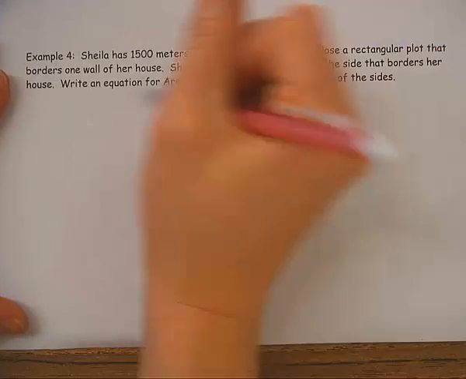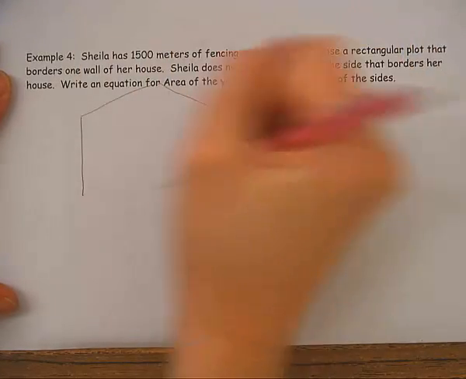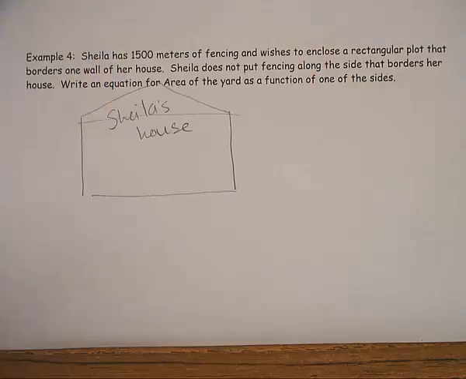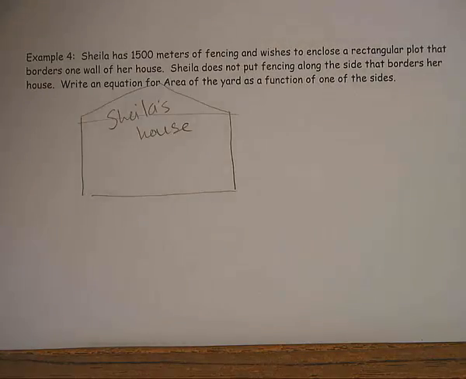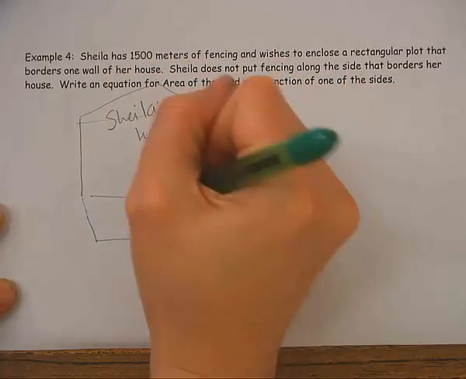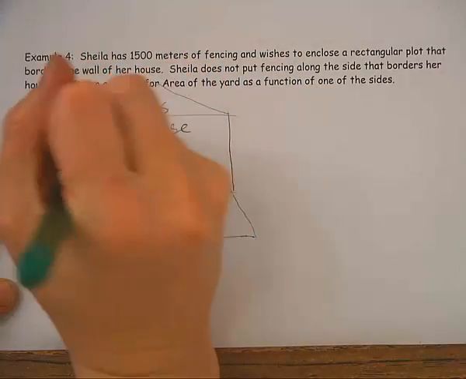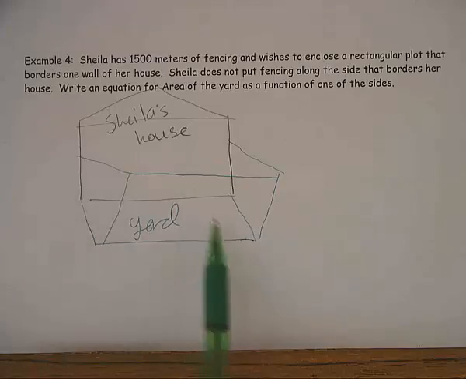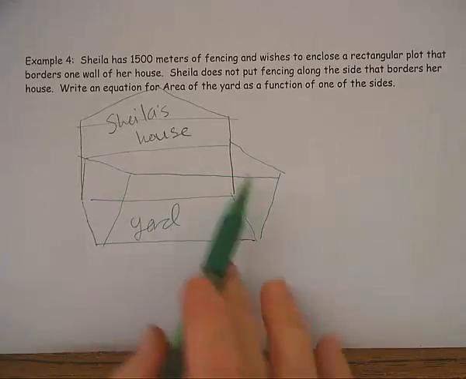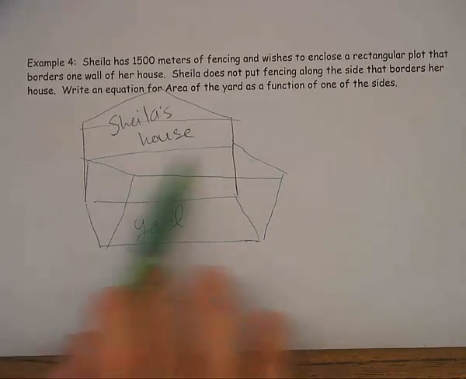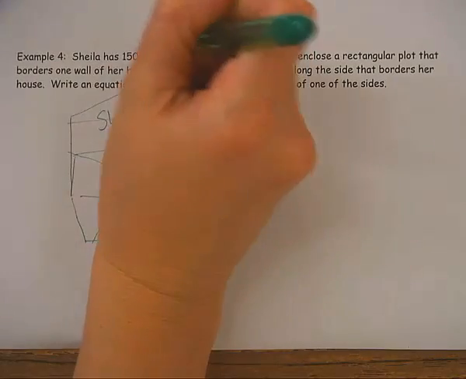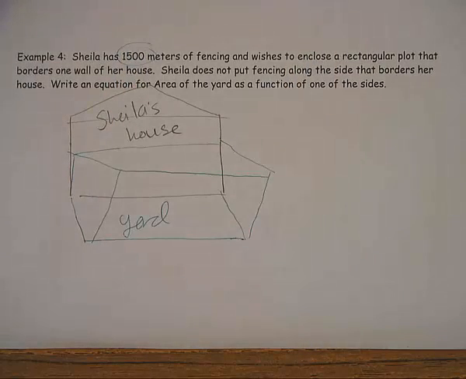So it helps to have a picture. And again, you have to pardon my drawing here. Let's say this is Sheila's house, and she wants to fence in a yard. So let's just say she wants to enclose this yard here, and so she's going to put up fencing. That's a horrible picture, but anyway, you get the idea. So she fences in this yard here, but she doesn't put any fencing along this back wall. So she only puts up 1, 2, 3 fences basically, and she has 1,500 meters of fencing. That's going to come in handy in a little bit.